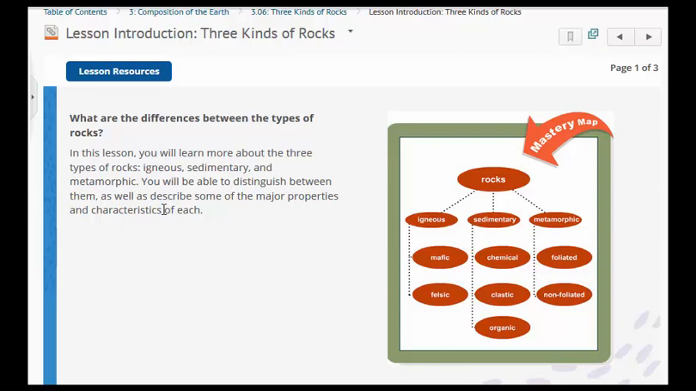In this lesson we will learn not only about the different types of rocks and how they're formed, but also how they can transform from one type to the other. And our 3 main types of rocks are igneous, sedimentary, and metamorphic.